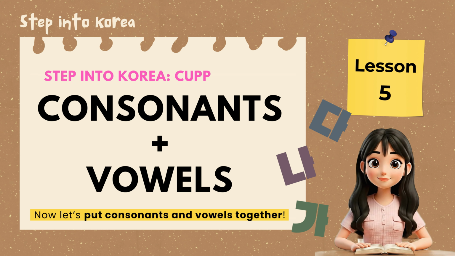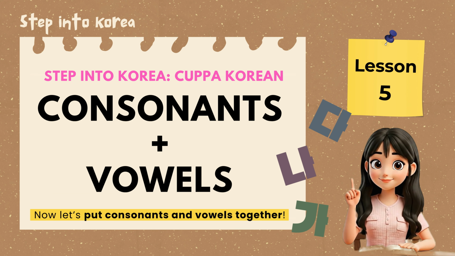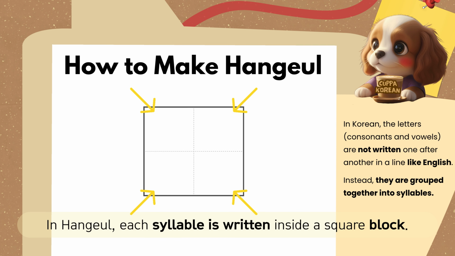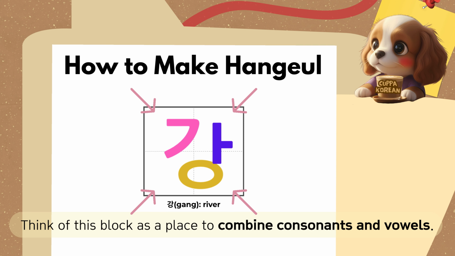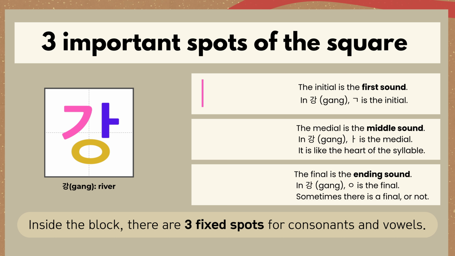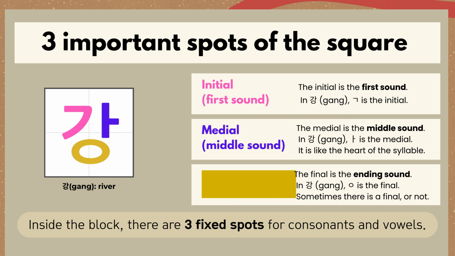Now let's put consonants and vowels together. In Hangul, a syllable is written inside a square block. Think of this block as a place to combine consonants and vowels. Inside the block, there are 3 fixed spots for consonants and vowels.